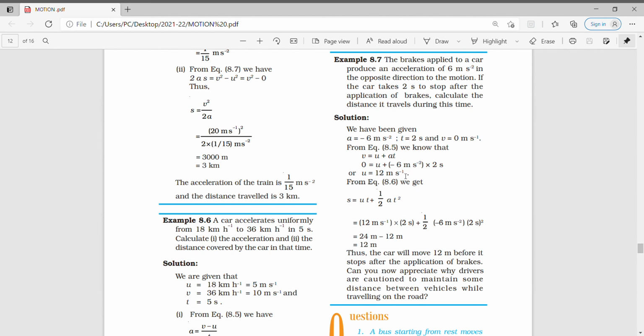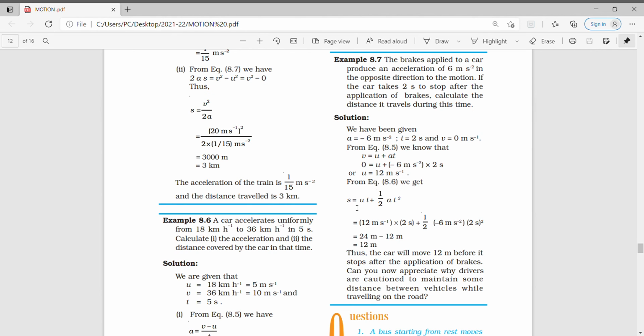Although it is not asked in the question that you have to find the initial velocity, you have to calculate it. Only after that will you be able to use either the second or third equation of motion to find the distance traveled. So let us calculate u first. For finding u, we have the first equation of motion. v is equal to u plus at. Now v is 0, u you have to calculate, a will be minus 6, and time t will be 2 seconds. So you solve it and you get u is equal to 12 meter per second.